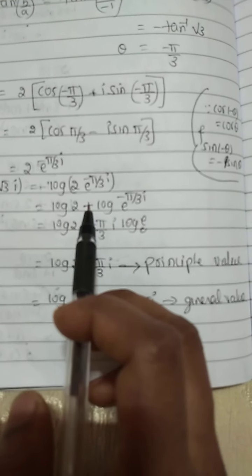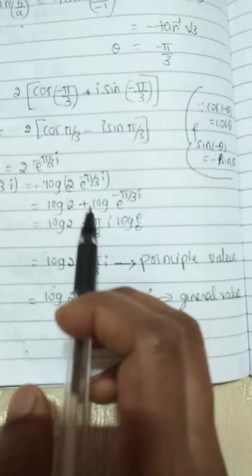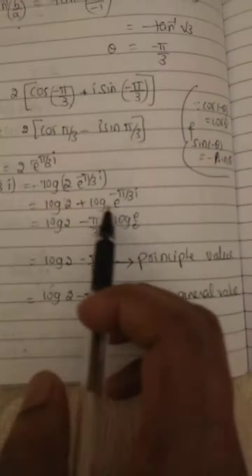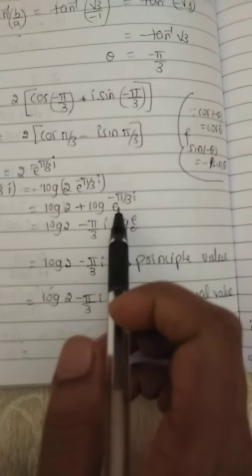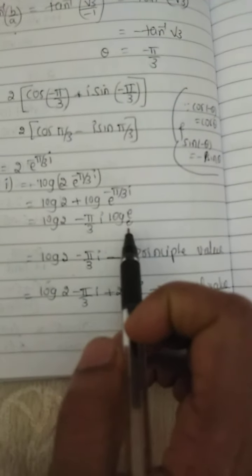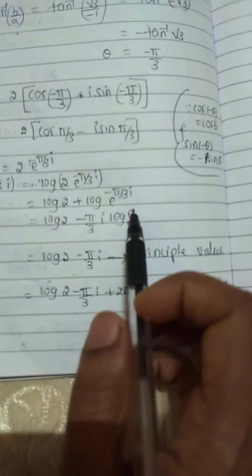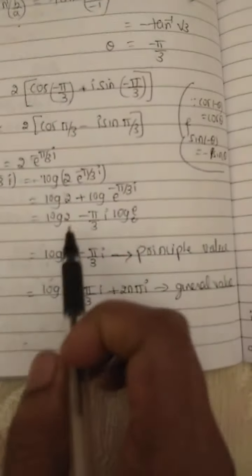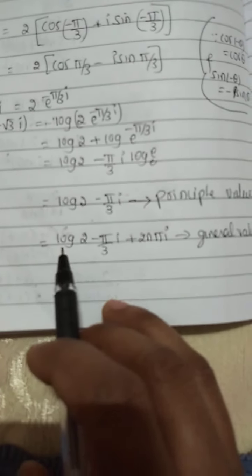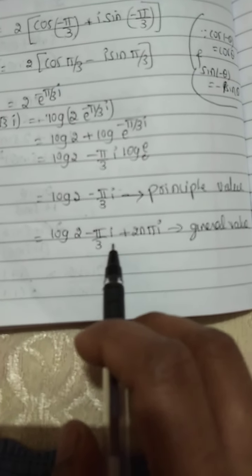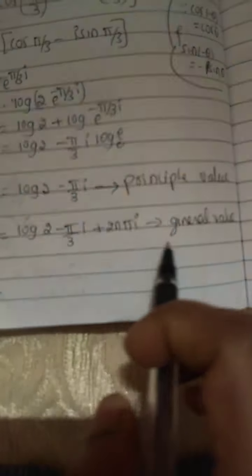Log ab is log a plus log b, so log 2 plus log of e power minus pi by 3 i. Log 2 minus pi by 3 into i log e to the base e. The value of log e is 1. Log 2 minus pi by 3 i, this is the principal value. Log 2 minus pi by 3 i plus 2n pi i, this is the general value.